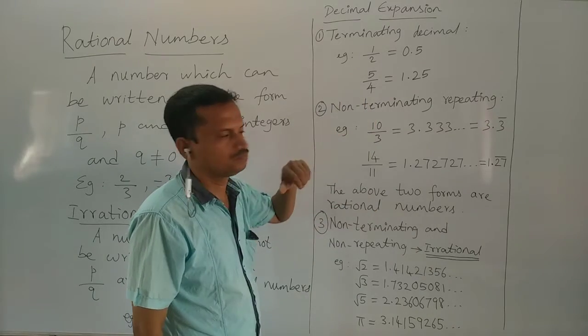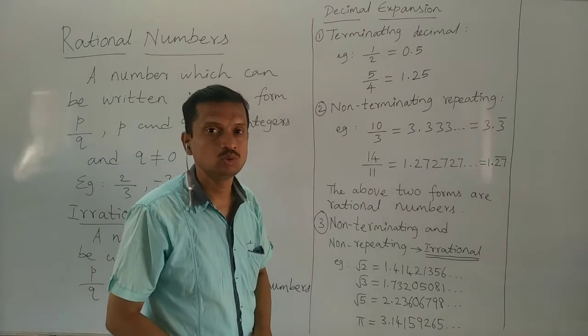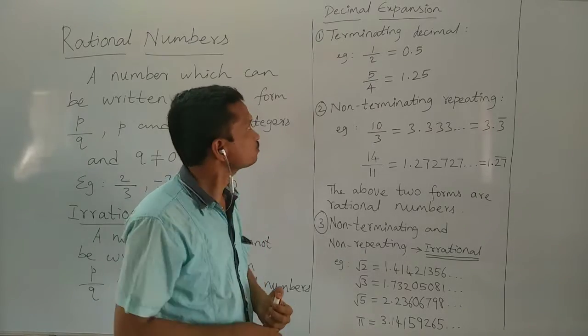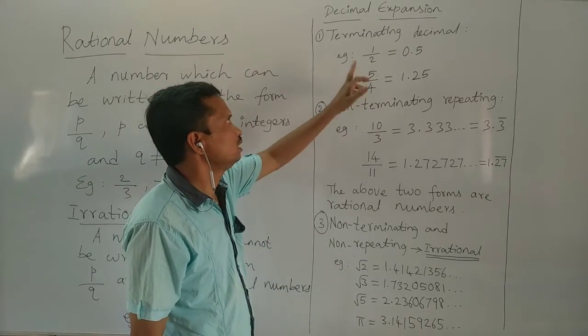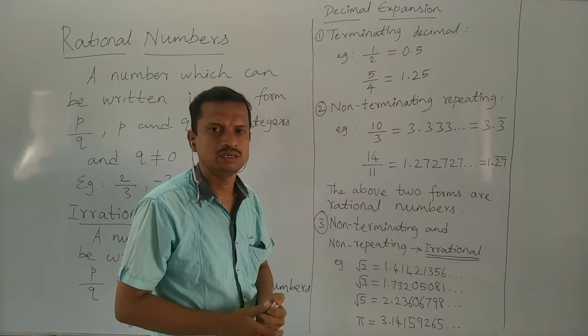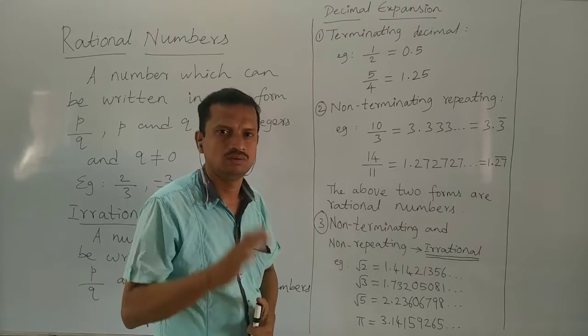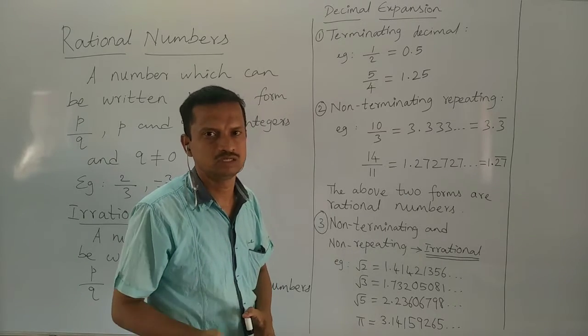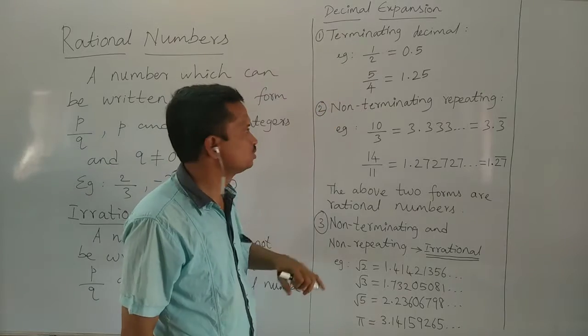So, 5 by 4, the answer is 1.25. So, it also terminates. Terminate means end. So, decimal expansion, terminating decimal means a number when we divide, the decimal will terminate at certain digits. That's all. That is called terminating decimal. These are the two examples.